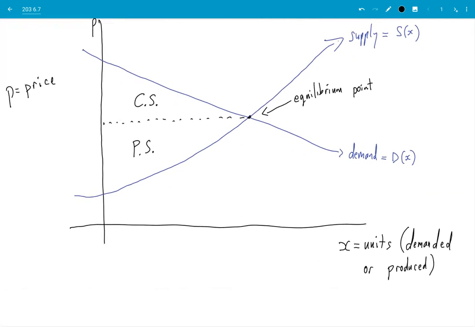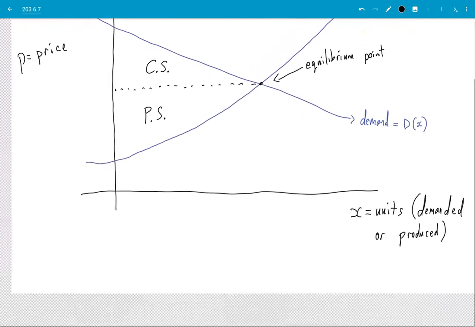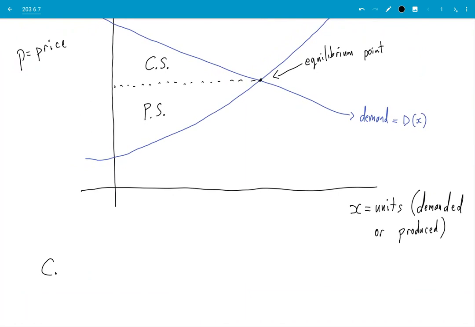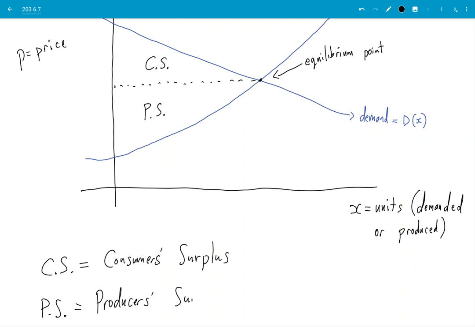Now, these words are consumers surplus and PS is producers surplus.